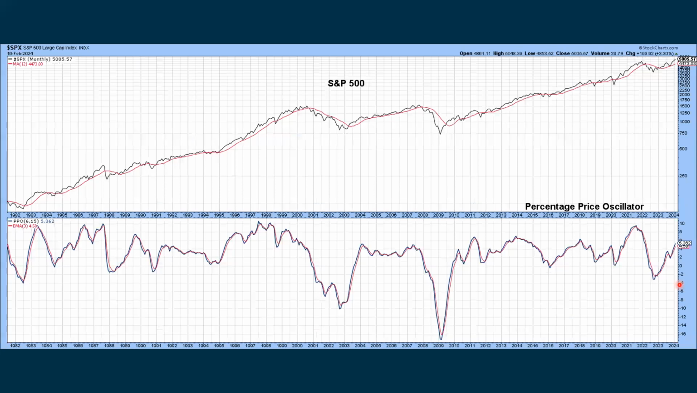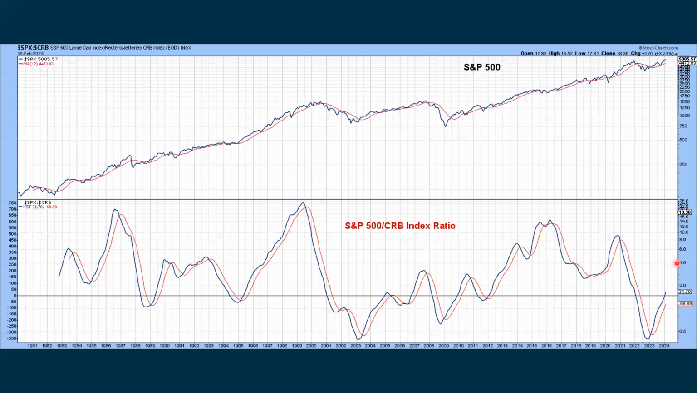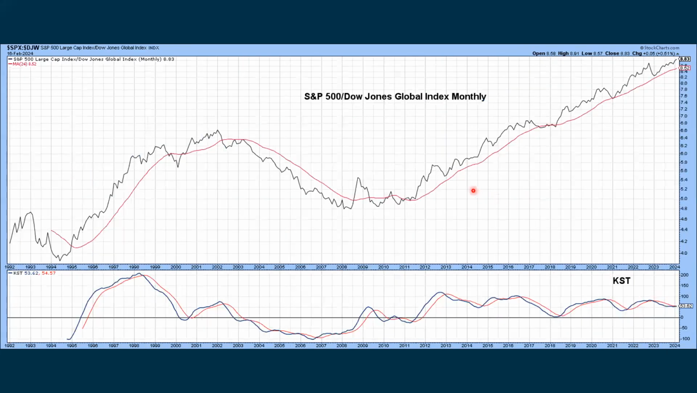Then we look at the S&P, it also continues to be above this longer-term moving average, and the PPO continues to go higher. So that's a monthly chart, so that's long-term positive. Then we look at the S&P on top. This is a daily chart, and we're above the moving average. And then we look at a ratio between the S&P and commodities, showing that stocks are still outperforming. Then we look at a monthly chart of the S&P and another global index, showing how the S&P is outperforming. And we're just starting to cross over here with the KST. This is a long-term oscillator, and it takes a long time for this to actually develop and show a change.